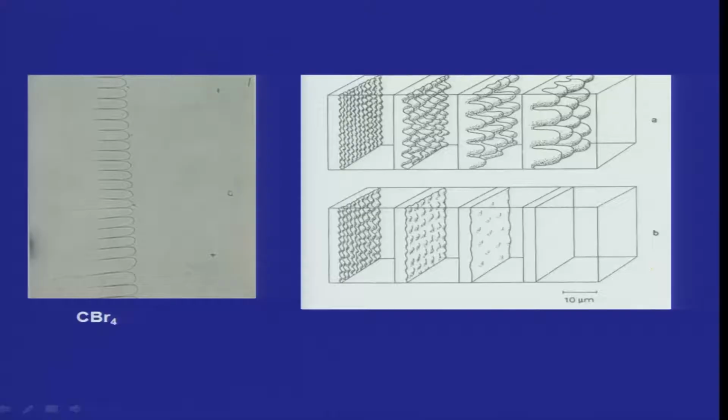This is what I have shown you here. This has been proved by experiments using organics like carbon tetrabromide, which is transparent to light. You can take this carbon tetrabromide and solidify it in situ using an optical microscope, and you will find this kind of cell formation. The important factor is that the interface which was flat here has broken down and become like a cell.